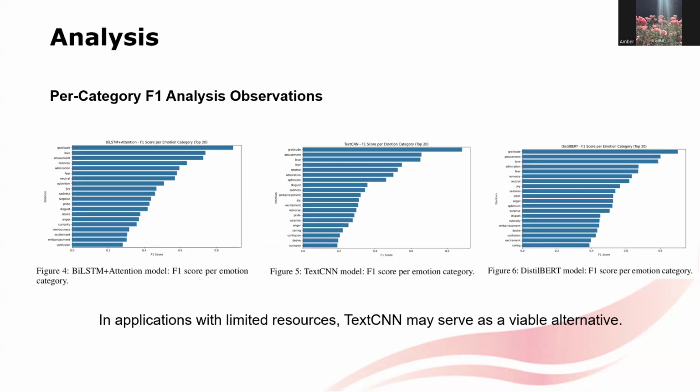Across all 28 classes, BiLSTM tends to over-generalize and miss rare cases. TextCNN relies heavily on keyword overlap but lacks contextual understanding. DistilBERT performs best, especially on subtle categories, but needs more compute. So depending on the use case, we might choose differently. If you have sufficient resources like a GPU server, DistilBERT is a great choice. But in resource-constrained environments like mobile or edge devices, TextCNN could be a practical and efficient alternative.